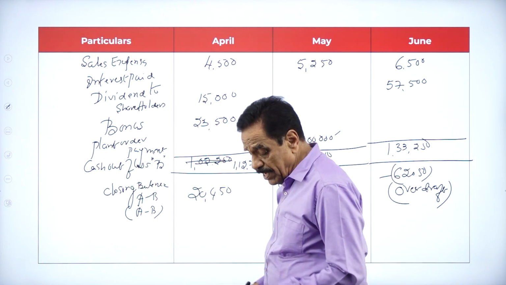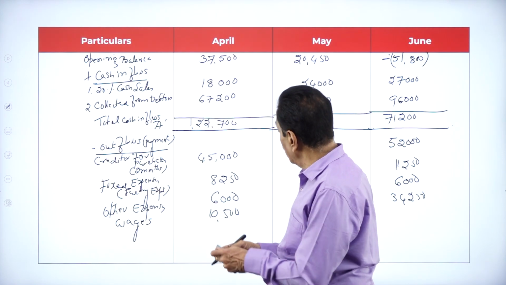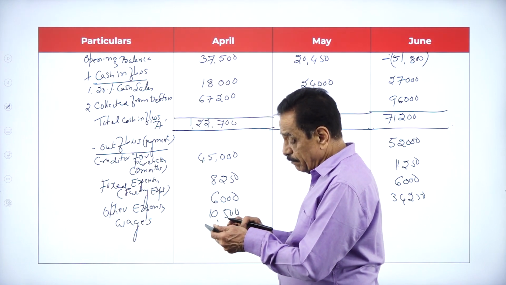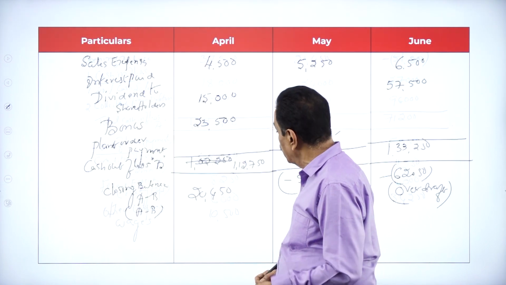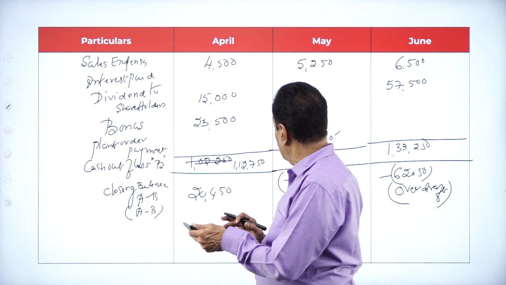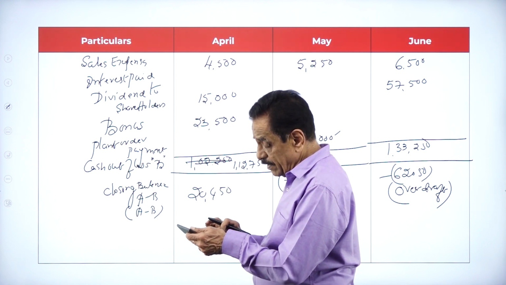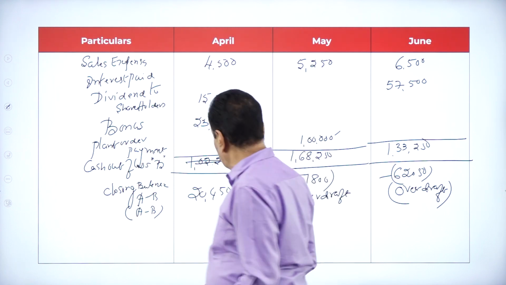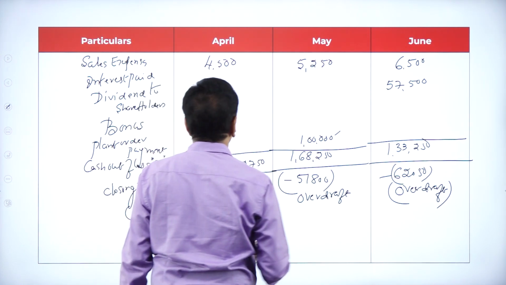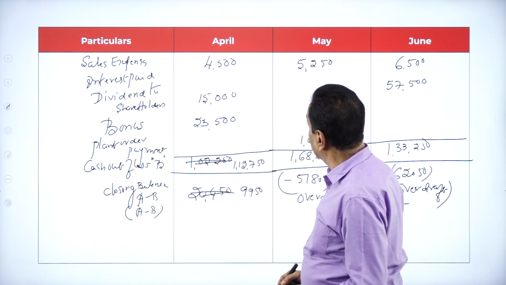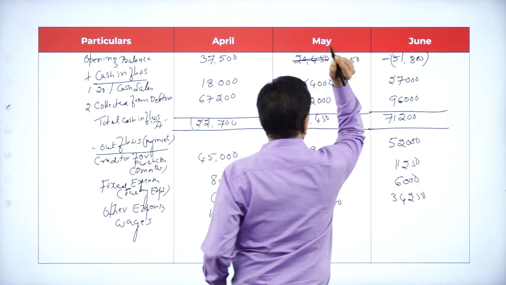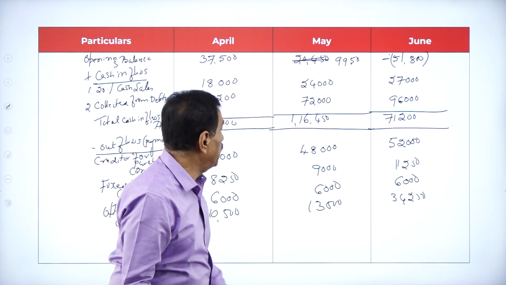1,12,750. A minus B. What's your A? 1,22,700 minus 1,12,750. 9,950. So that becomes the opening balance. 9,950. Opening balance.